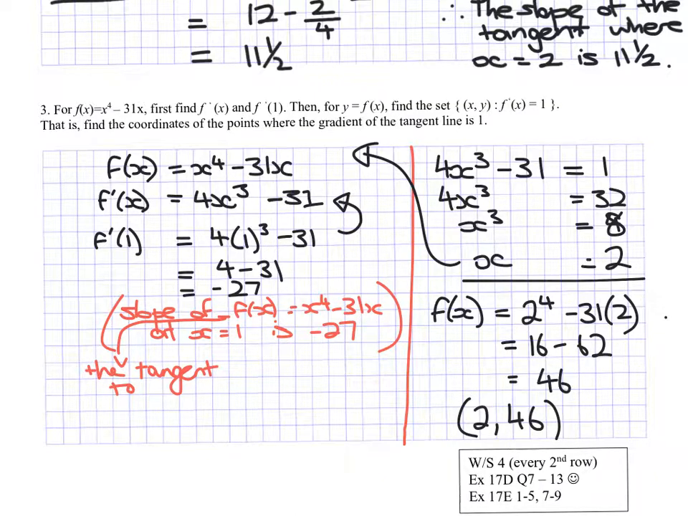So what did we do? We found f of x. We then found f dash of x, which is the general equation that helps us find the slope of the tangent at any given point on this curve. Then we found f dash of 1, which was telling us the slope of the tangent to f of x when x equals 1. Then we found when the slope of the tangent to 4x cubed take 31, our original f of x, is equal to 1. And we found the coordinate of that point. And that's it for this section.